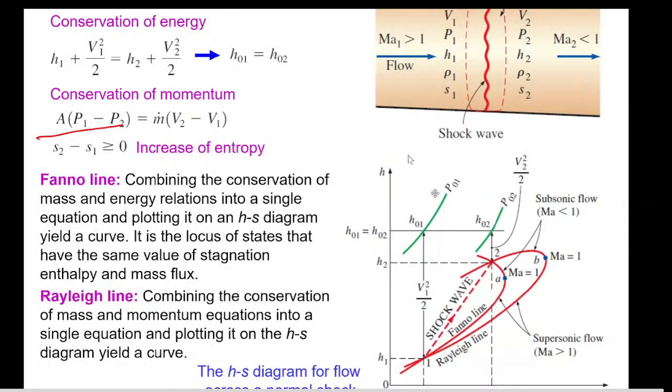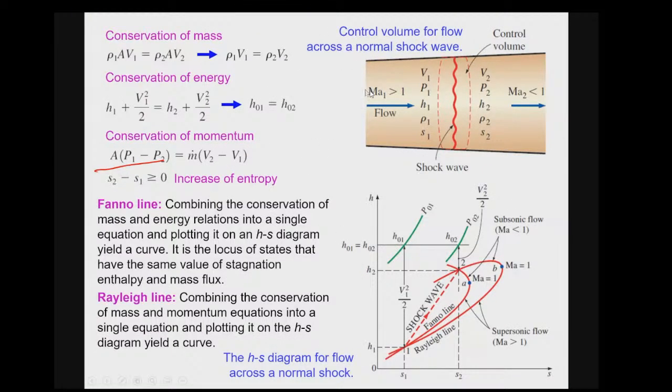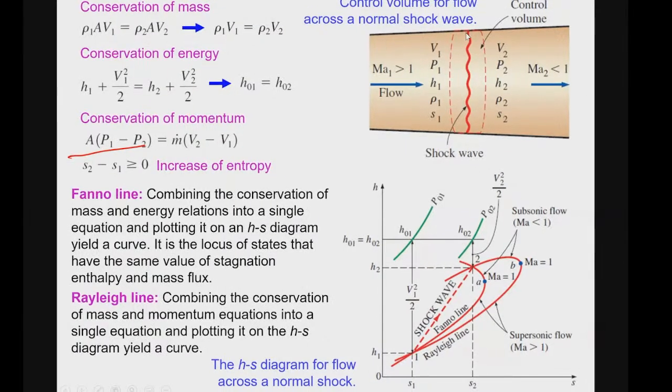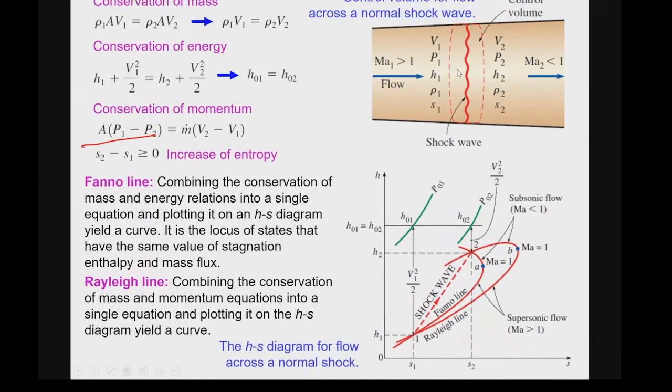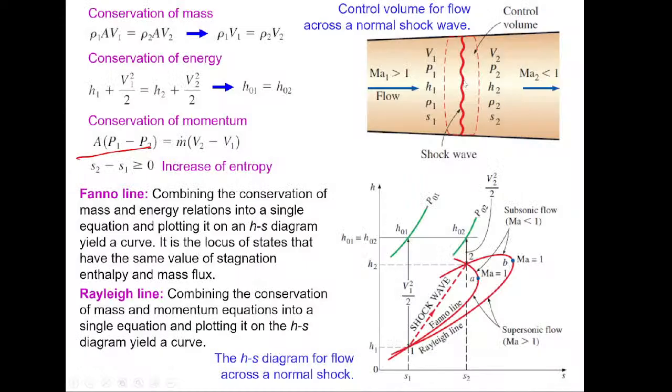In a control volume for flow across a normal shock wave, this is the control volume, the conduit. The Mach number more than 1 is a supersonic flow. Then there is a sudden change of air velocity, and it will create this red line. The red line we call a shock wave. The properties before the shock wave are denoted by subscript 1, while the properties after the shock wave are denoted as 2. So this is the basic understanding of the normal shock: supersonic to subsonic, in the normal direction to the fluid flow.